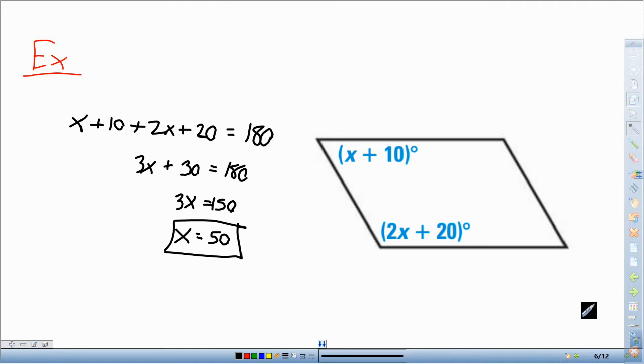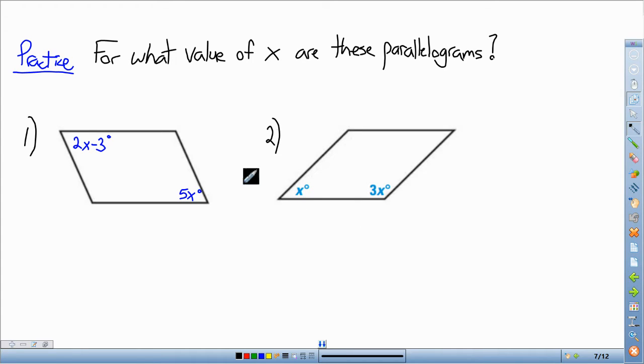That's the idea. So I'm going to have you guys do the same thing, same directions. You probably don't need these again. So go ahead, try these two problems out. Figure out the value that x must be for these to be considered parallelograms. Go ahead and copy them, give them a try.